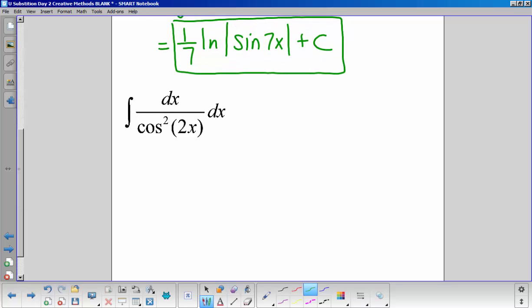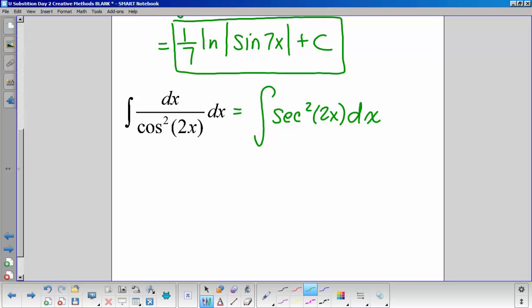There's a nice integral in disguise. Well, this one is not particularly nice. If I were to let u equal cosine 2x, do I have the du associated with that, which would be negative sine 2x times 2 dx? Is that anywhere in the integrand? Nope, so I'm in trouble. But what is 1 over cosine squared? Secant squared. So you can rewrite this as secant squared 2x dx.